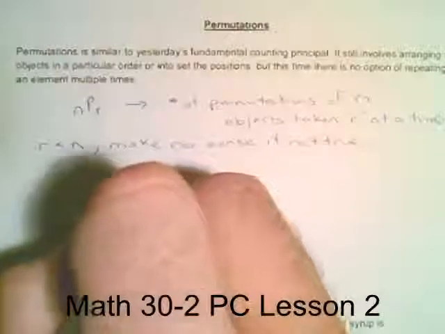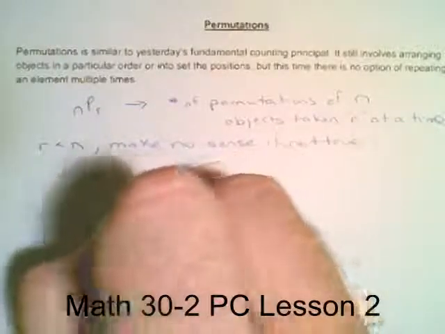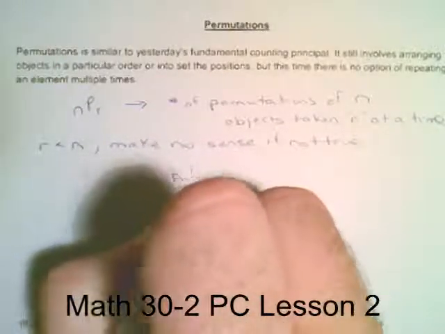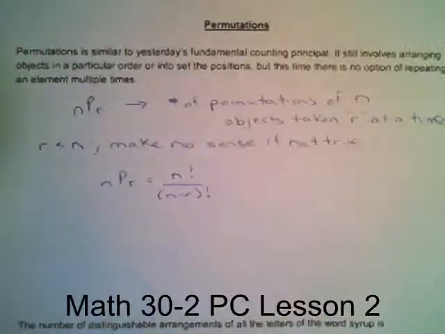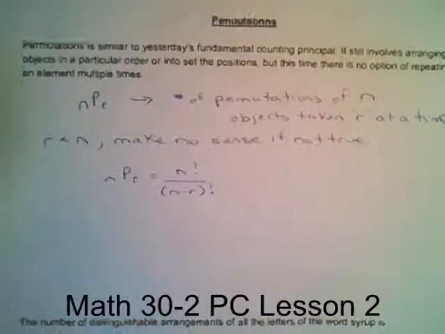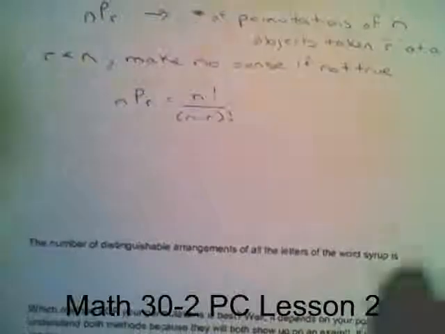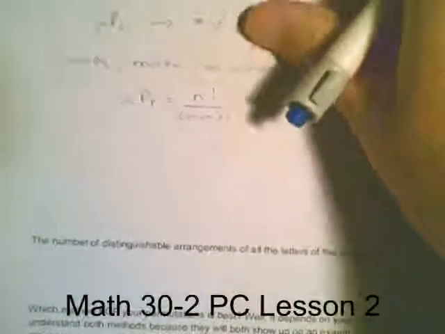Now what goes with this is there's a formula. nPr is n factorial over (n minus r) factorial. So you've got the factorials going on, same as we had yesterday. Basically it's, take the number of objects you have, factorial them, and then divide by the factorial of the difference.